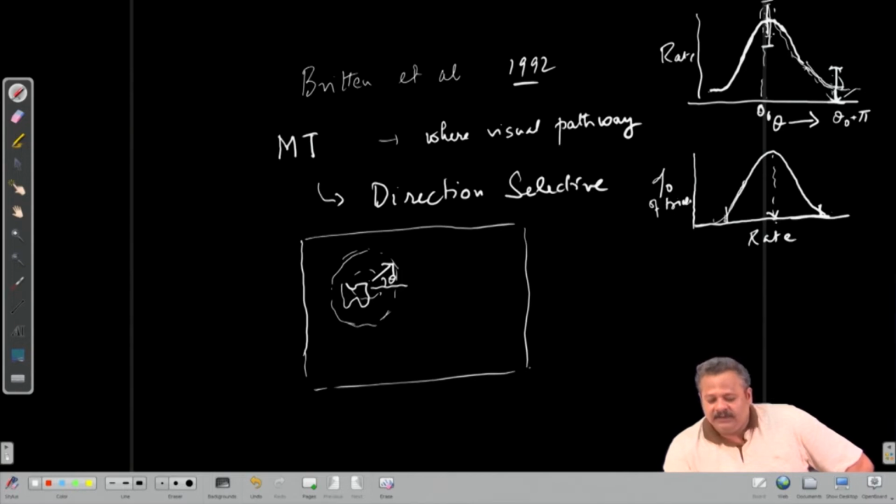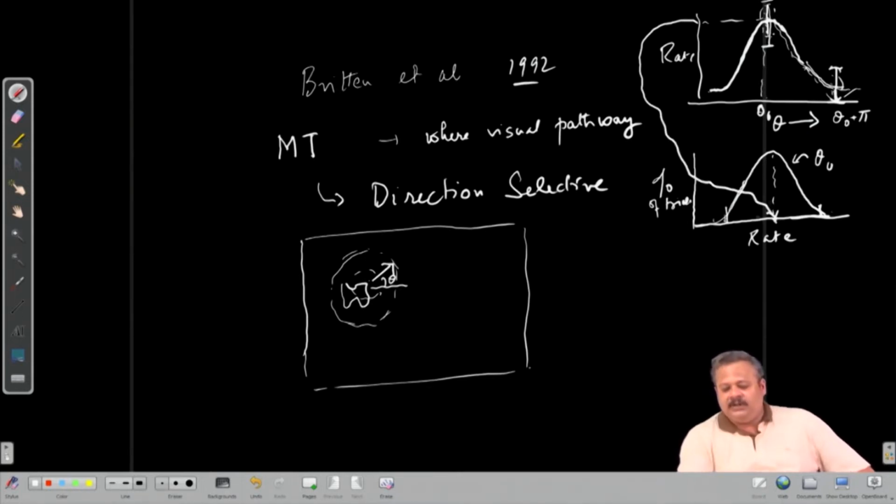And if this is the response distribution for the angle theta naught, this mean rate is what is being plotted here. So, this mean rate is the mean rate in the tuning curve. So, we have a spread around that mean rate.